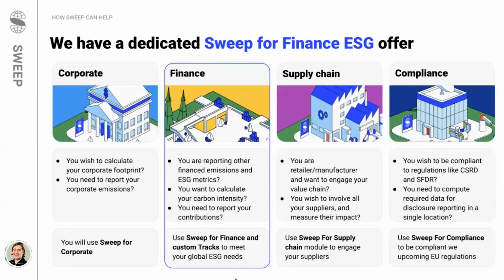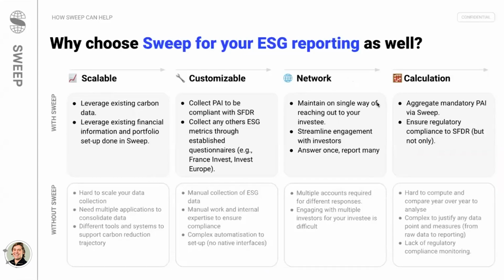we will show you all the offers that we cover at Sweep for the moment. So you may already use the corporate offer, some of the finance offer as well on carbon footprint, but not on the ESG offer. So this is something that you can tackle with Sweep as well. We have as well some offers on supply chain or compliance being CSRD or SFDR. So for instance, the next slide will show you what's the advantage of using Sweep as well for the ESG reporting. Yes, thank you, Nils. So we think that there are four pillars on the Sweep for ESG offer.